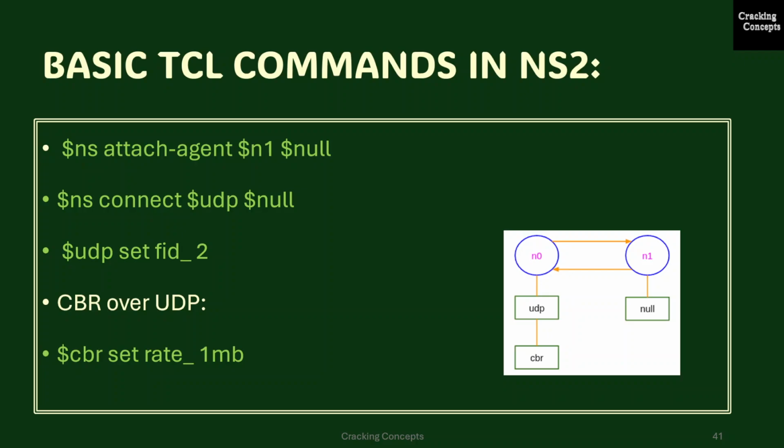Now we'll set CBR over a UDP connection. So here CBR is attached to UDP and this line will create a connection between N0 and N1, a logical connection. We'll define a CBR connection over a UDP. So we have already defined the UDP source and UDP agent similar to TCP. Instead of defining the rate, we define the time interval between the transmission of packets in the command $CBR set rate_ 1Mb.